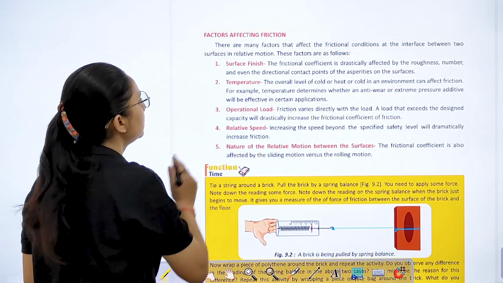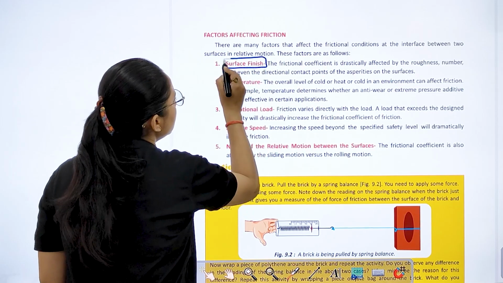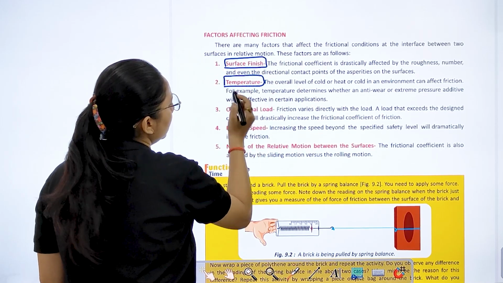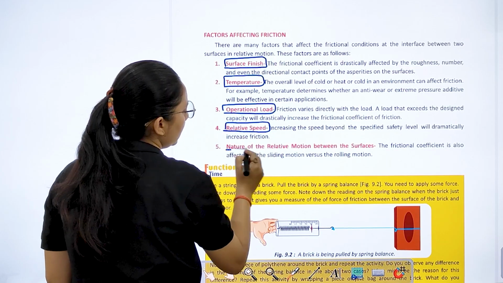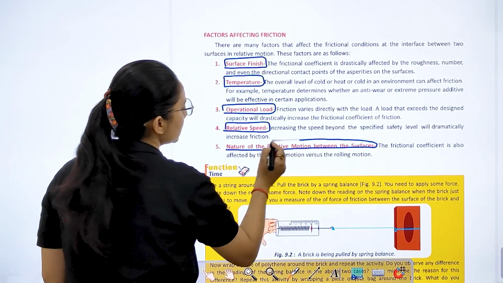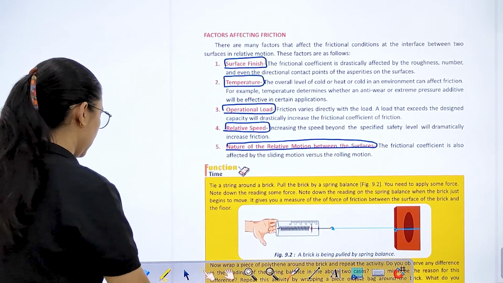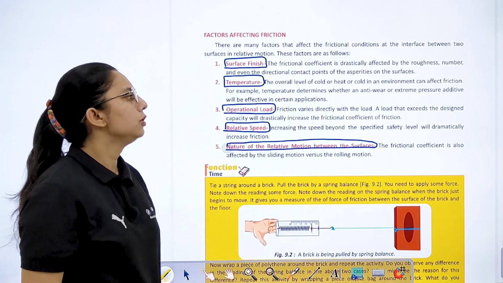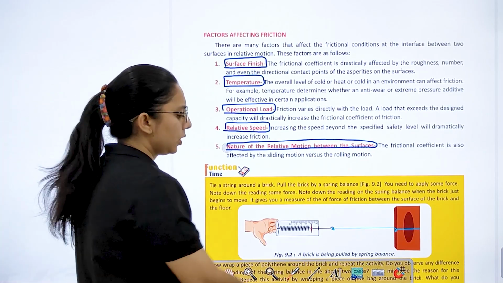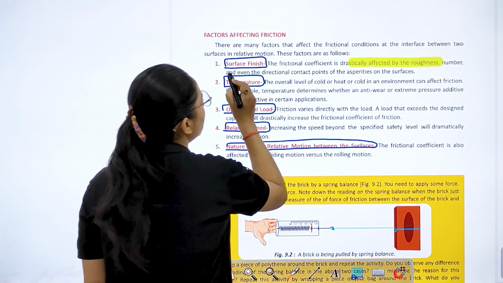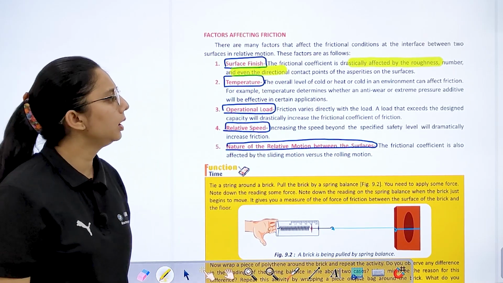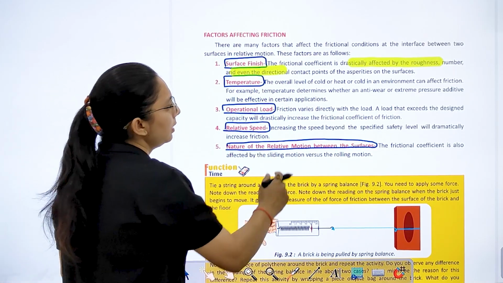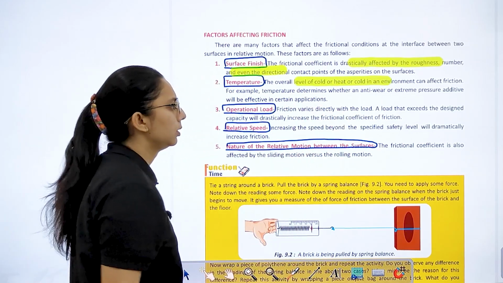There are many factors. First is surface finish. Next is temperature. Then operational load. Relative speed and nature of relative motion between surfaces. So first is surface finish. The frictional coefficient is drastically affected by roughness, number and even the direction of irregularities. Now temperature, heat or cold in the environment, affects the level of cold or heat.